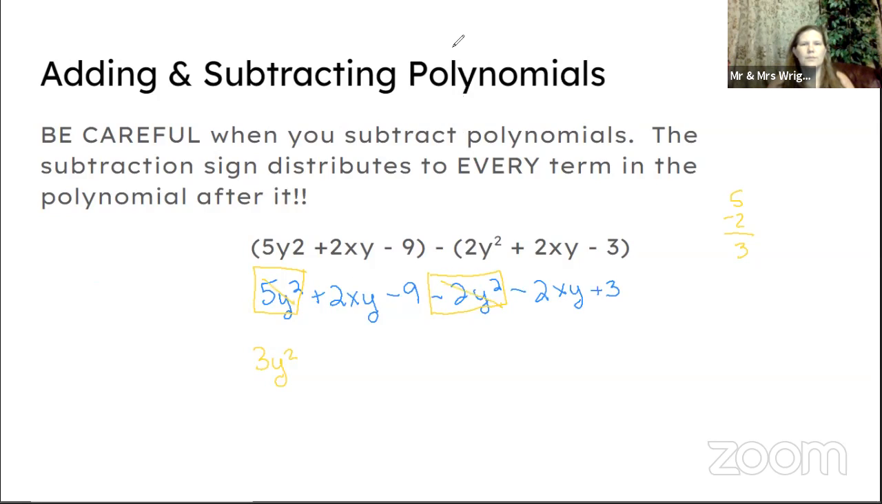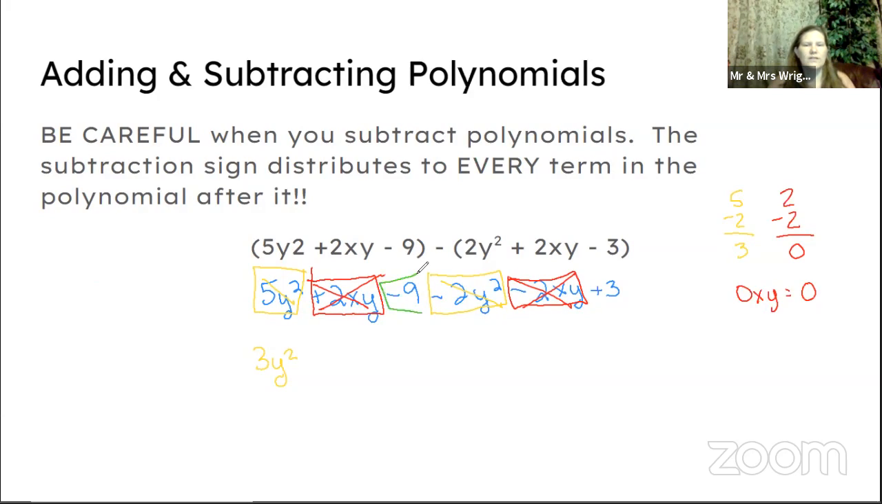Cross those out. All right, next one is going to be a positive 2xy, and here I have a negative 2xy. So 2 minus 2 is 0. And when we have 0 times x times y, what does that give us? That just gives us a simple 0. So when you have a coefficient of 0, your term actually disappears. It's just like when you cancel out in algebra. There's nothing for us to do there.